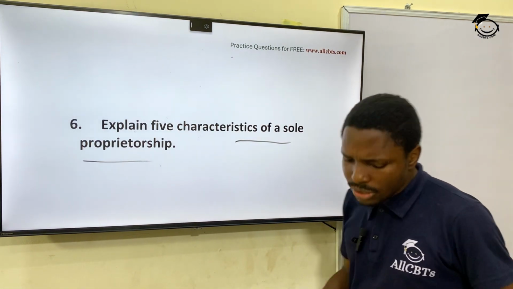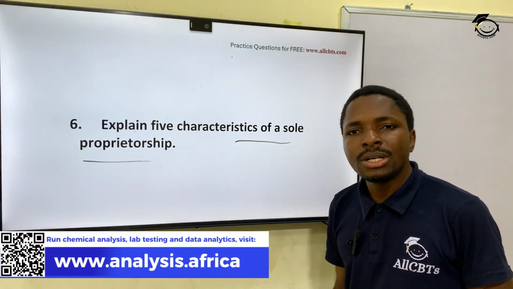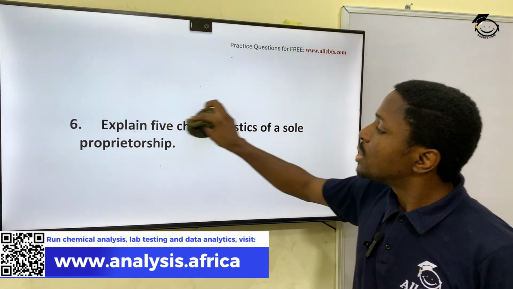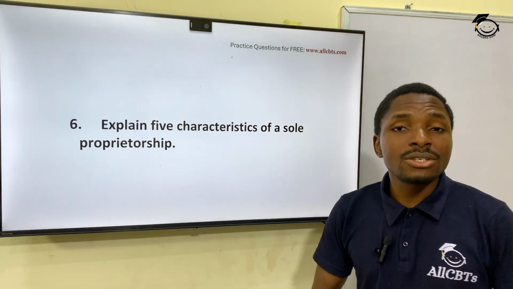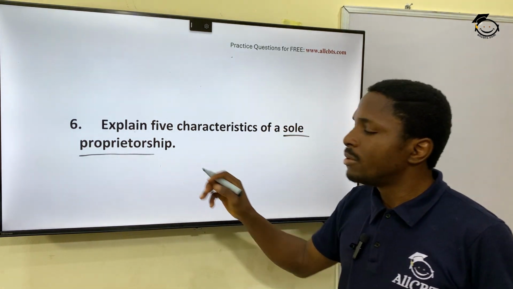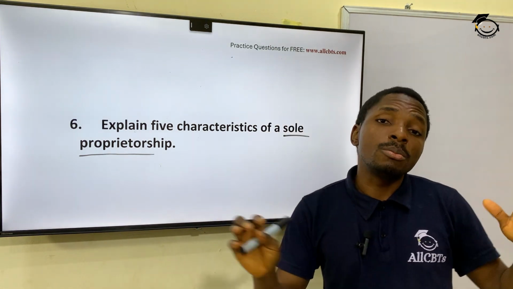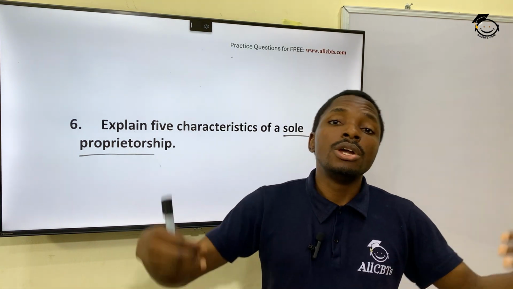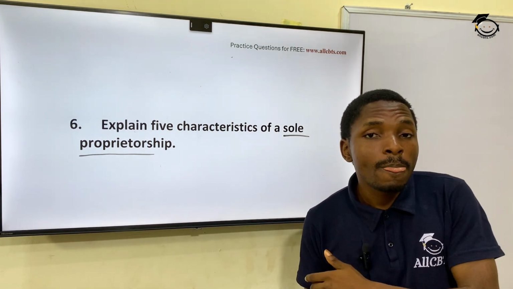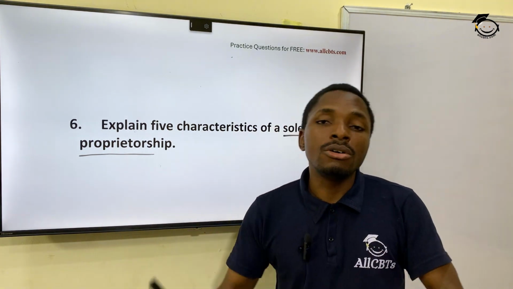Question 6 now. Explain 5 characteristics of a sole proprietorship or of a sole proprietor. Now, what is a sole proprietor? If you don't know who a sole proprietor is, you wouldn't be able to explain or give characteristics of a sole proprietor. If you like, you can say a sole proprietor is a one-man kind of business operation. A person who owns a business, runs the business, and bears the risk of the business on his or her own. So I own the business, I run the business, I bear 100% risk on the business.